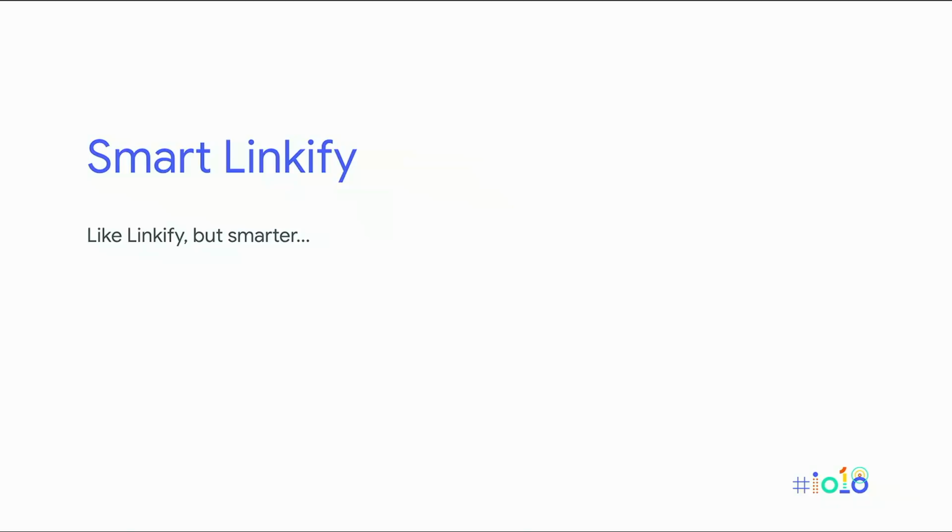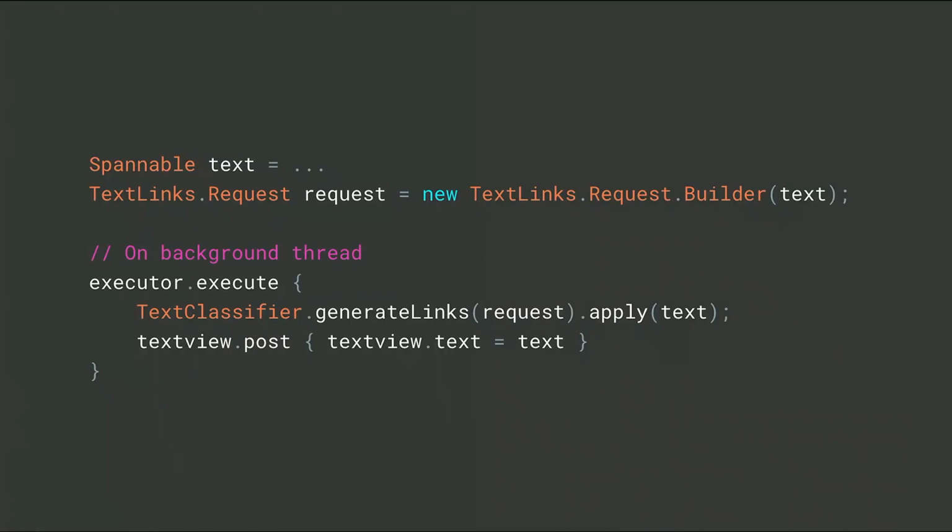Smart Linkify, I think of this as being Linkify, but smarter. So we already have the ability to ask for links in a block of text, and it'll detect things like phone numbers and addresses. But we also have the ability, through machine learning models and stuff that you've seen through smart text selection, to detect other entities. We can do the same thing with Linkify.